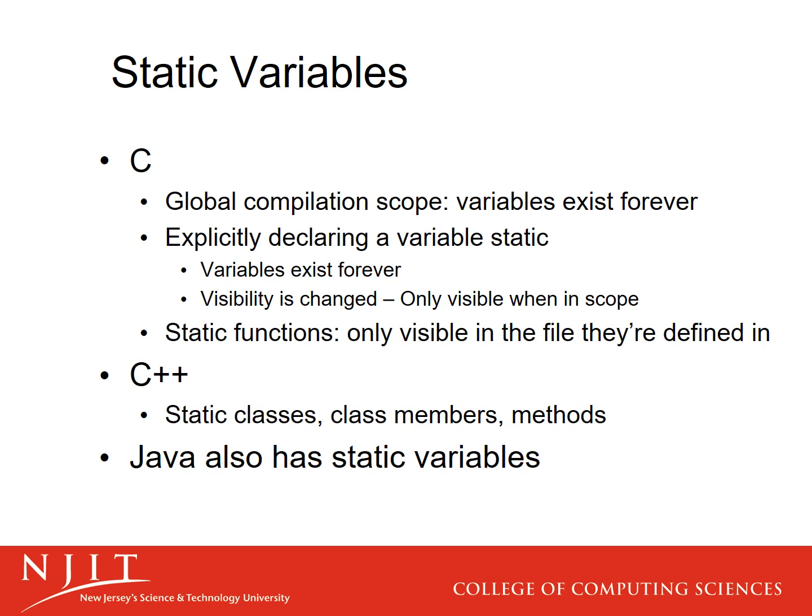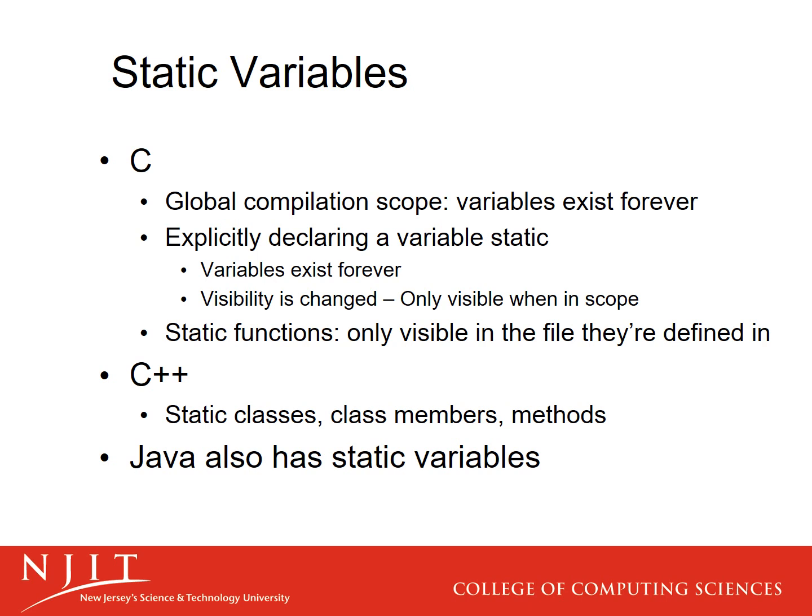If you have a global variable and you declare it static, then that means that the variable still exists forever, but you've changed its visibility. It's only visible when it's in scope. That is to say, if it's a global variable, it's only visible in the file that it's declared.